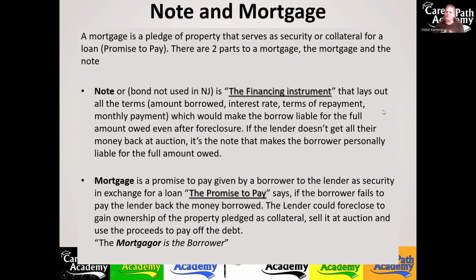And it is the note that makes the borrower personally liable for the full amount they borrowed. So in the event that they sell your property at auction and there's not enough proceeds to pay off the entire debt, then the note will hold you personally liable for repaying that balance. Okay, so 2 parts of a mortgage and a note. The note is the financing instrument, and the mortgage is the promise to pay.